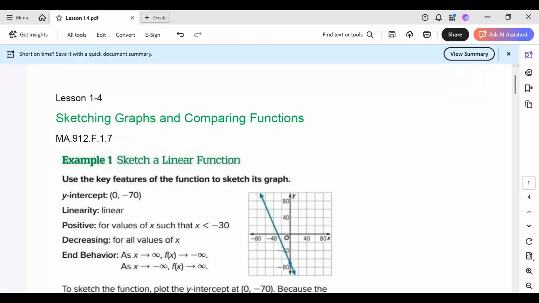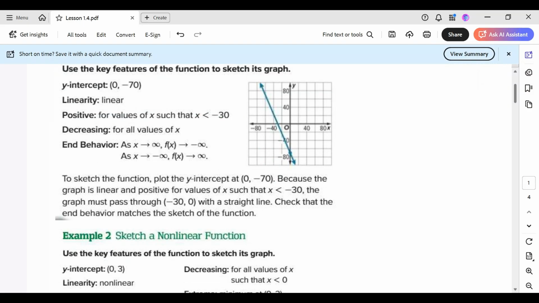Okay, this is lesson 1.4, sketching graphs and comparing functions. It's standard MA.912.F.1.7. In example 1, it talks about sketching a linear function. They want us to use key features of the function to sketch this graph. So they've already sketched the graph for you, so we're going to identify some key features.